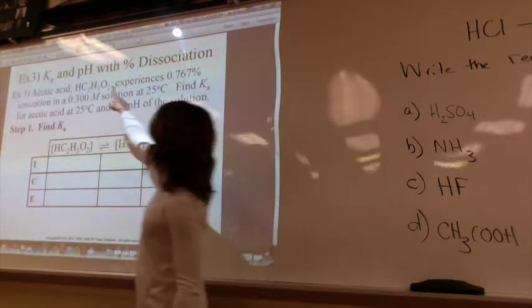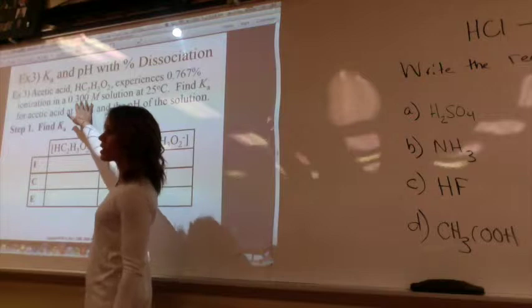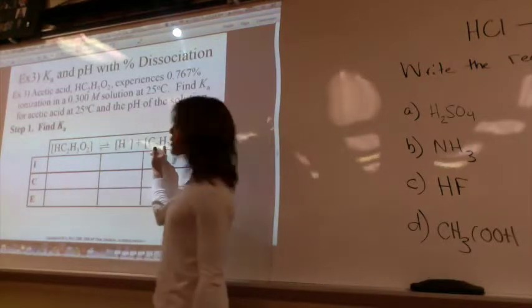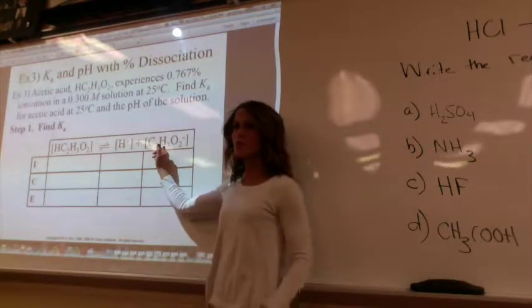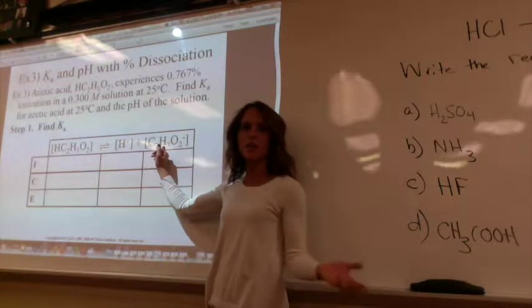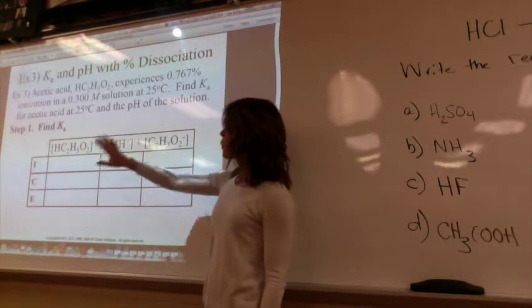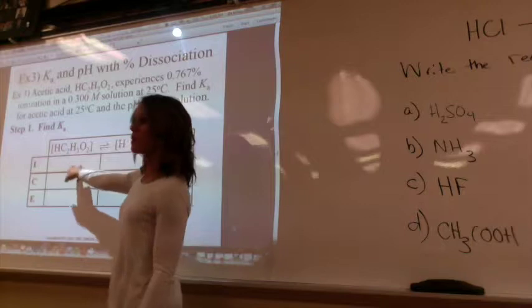So if this part goes away, I can just subtract out that much. That means that my products are going to increase by that much. It's really the same problem, just understanding the vocab. So what do we start with for this?